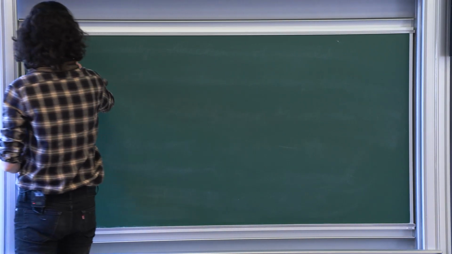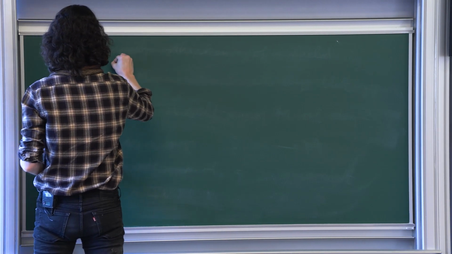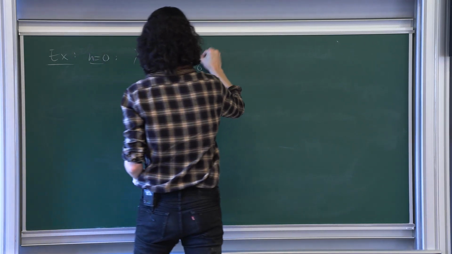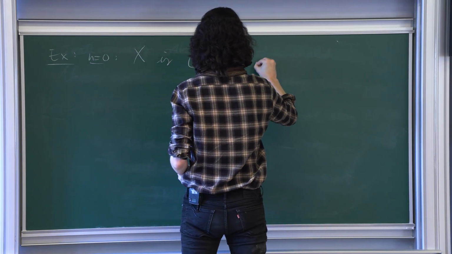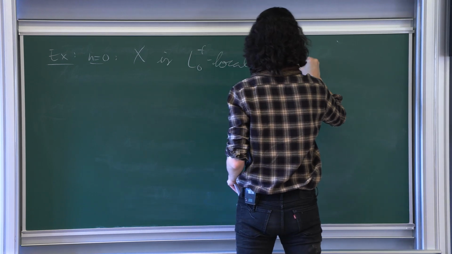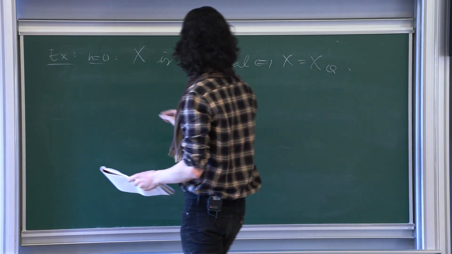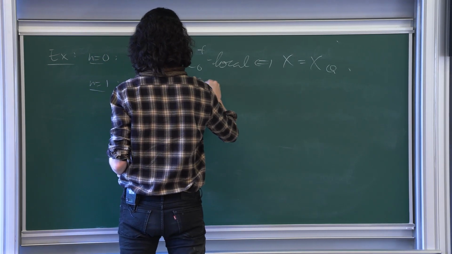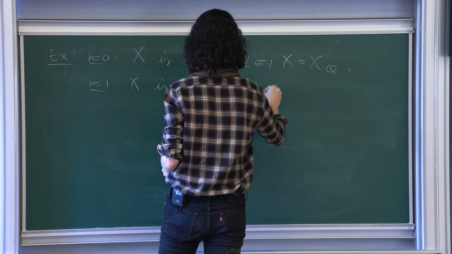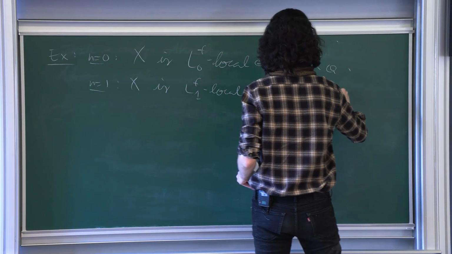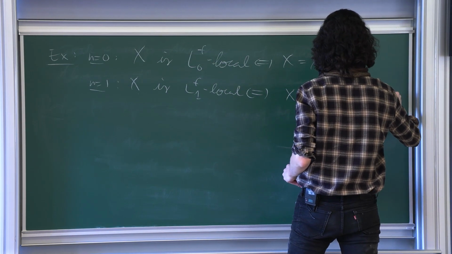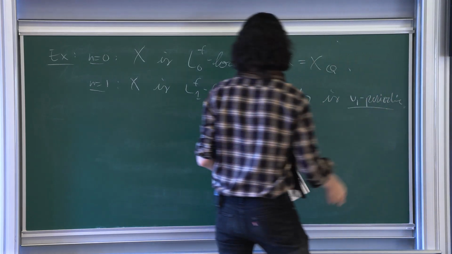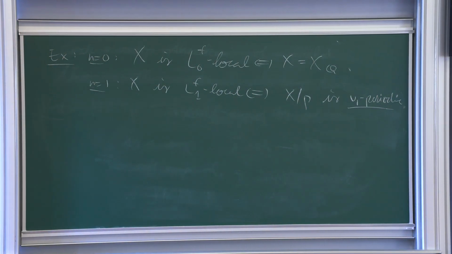Yeah, so I was going to do an example. So for n equals 0, X is L0F local if and only if X is rational. For n equals 1, X is L1F local if and only if X mod P is V1 periodic, which just means that this self-map is an isomorphism on X mod P.